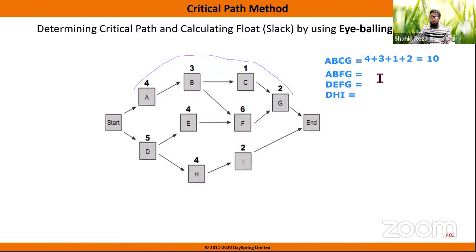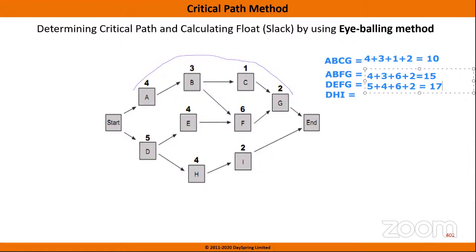Now calculate this path, A, B, F, G. So 4 plus 3 plus F, G, 6 plus 2. So 15 days, right? And for this path, D, E, F, G: 5 plus 4 plus 6 plus 2. So it is actually 17, right? And the last one is 5, 4, 2. That means 11 days.